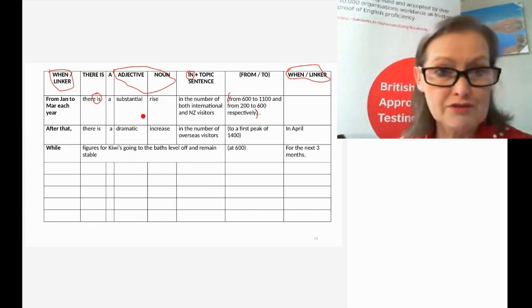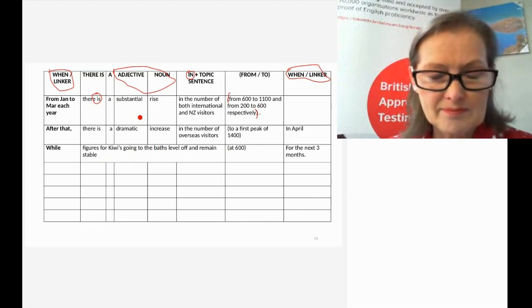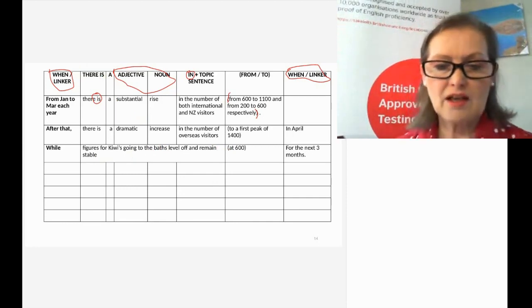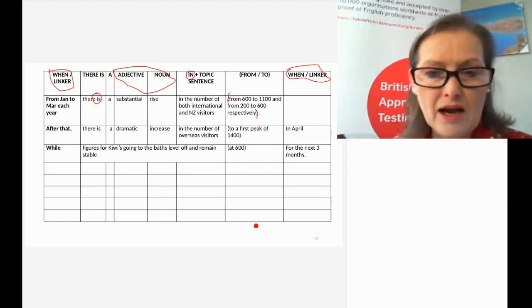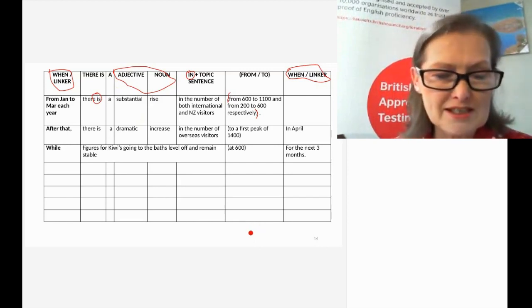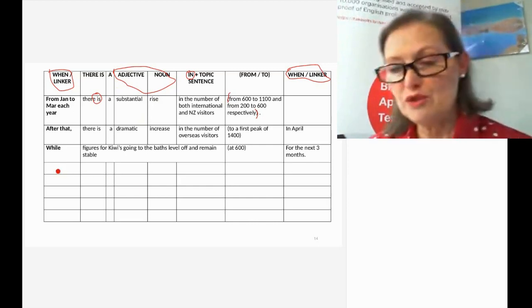So now if you can take a screenshot of that and go back to your screenshot of the graph, I want you to try and write some sentences using your adjective plus noun structure, and I'll give you a few minutes to do that.